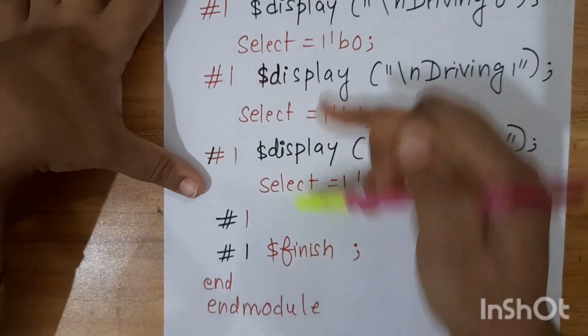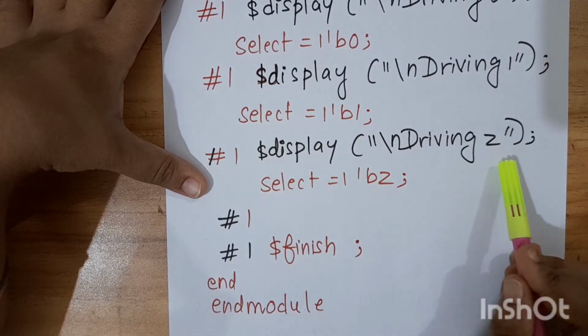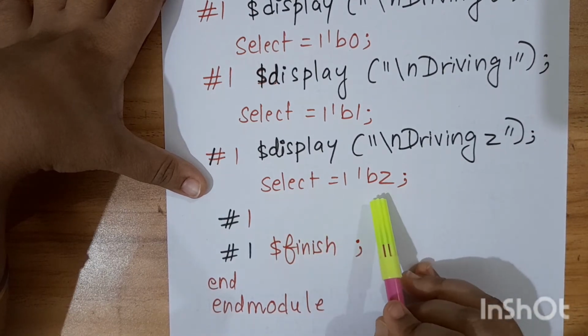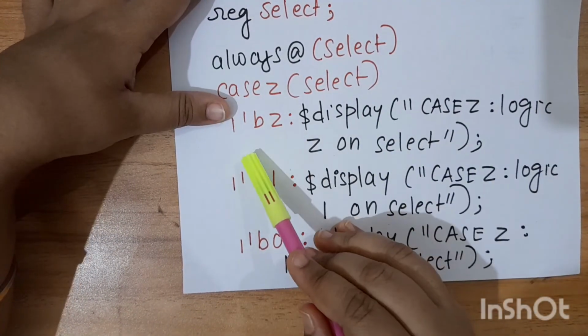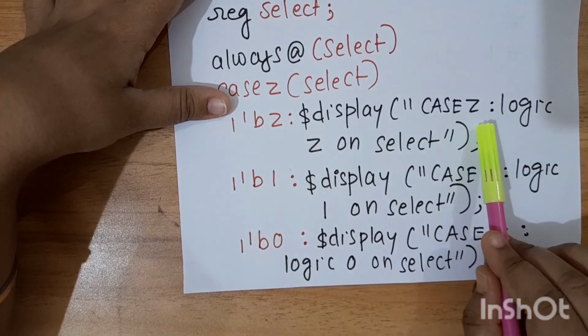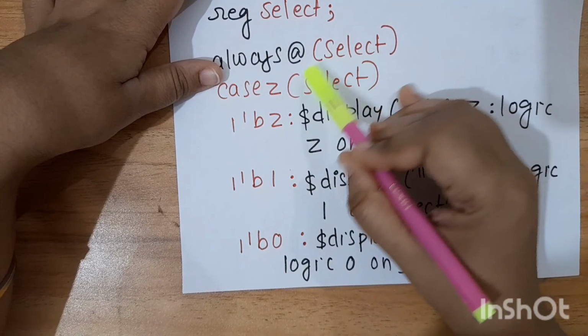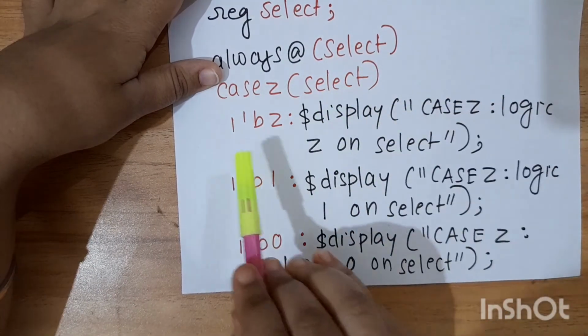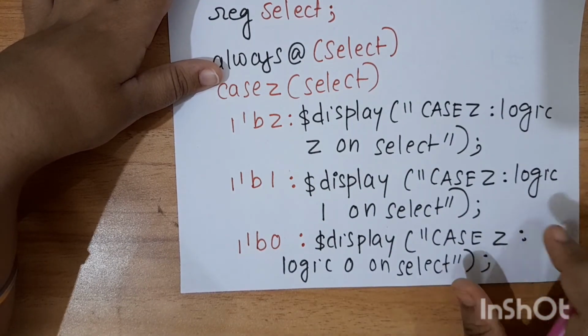Now inside the initial block, $display driving Z. First I made the display driving Z, then select = 1'bZ. Here I have put the Z input, so Z input will directly match with the value 1'bZ, and the display would be "KZ: logic Z on select". So please note, for all three cases when select is 0, 1 or Z, the first match in the case block is taking effect and the match is found.